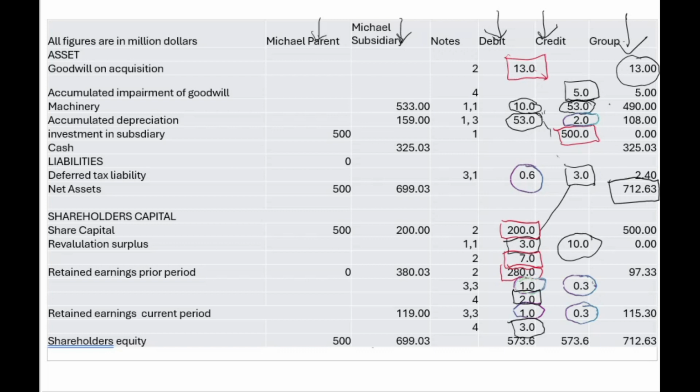Retained earnings in the prior period, we eliminated the acquisition date amount, but then there is a previous post-acquisition year, and the amount that's remaining in the subsidiary after adjustments is in the group. So similarly, retained earnings in the current period after adjustments remains in the group. And our shareholders' equity is 712.63, and that is represented by the net assets of 712.63.